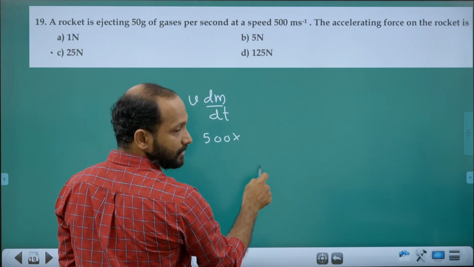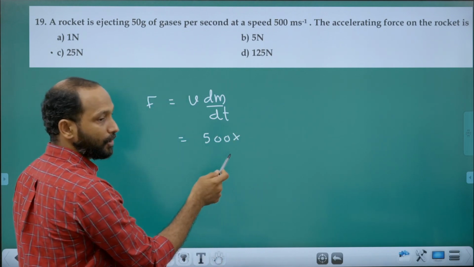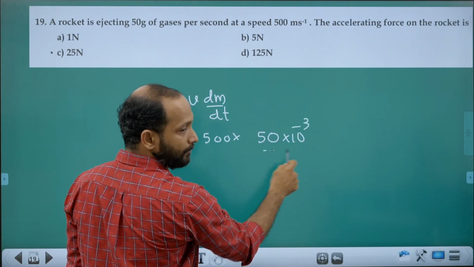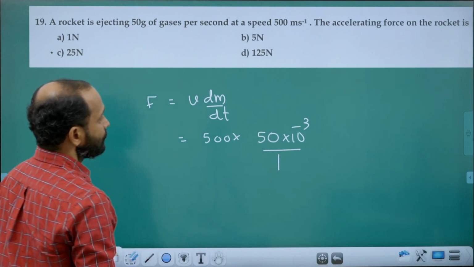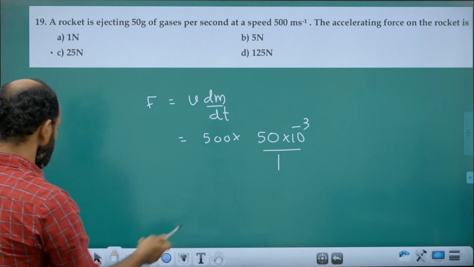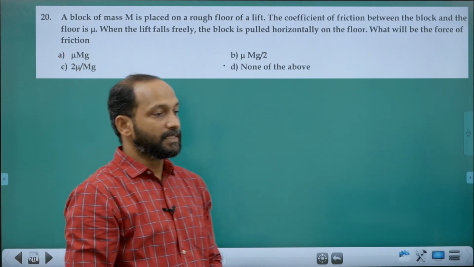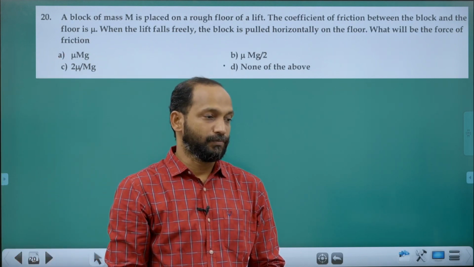dm/dt means rate of loss of mass of the rocket. That is 50 gram, converted into kilogram per second. So the answer will be the option beginning with 25, no other options. C. 20. A block of mass m is placed on the rough floor of a lift.